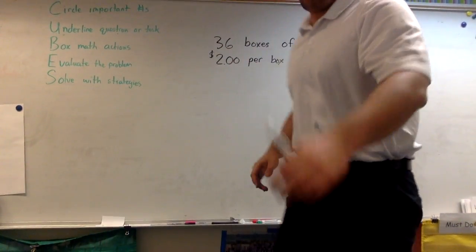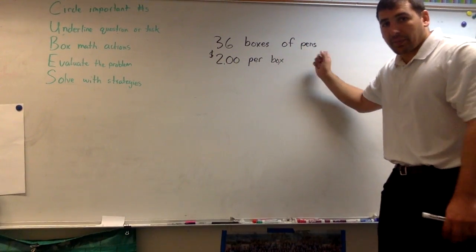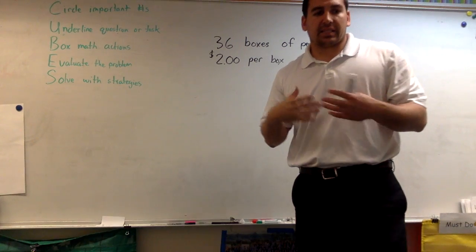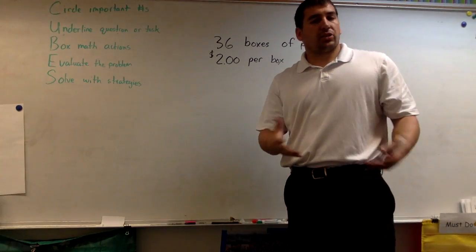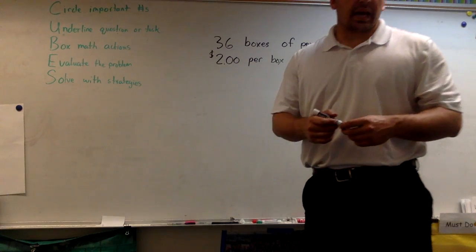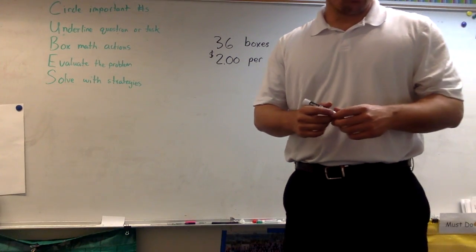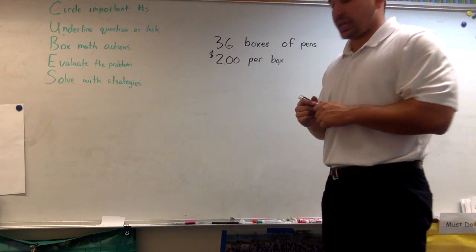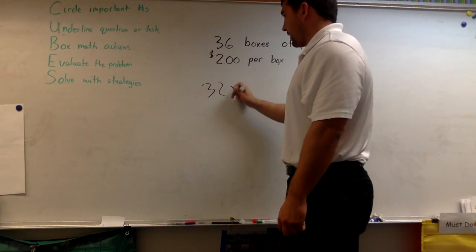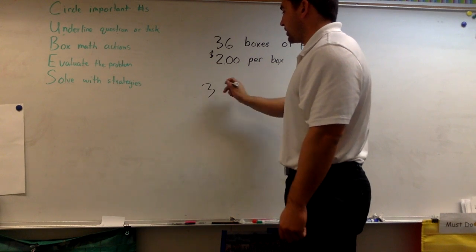So 36 boxes of pens were ordered, $2 per box. Now you might be saying, well, yeah, that's easy. It's 72. Yes, you're right. 36 times 2 is 72. That's great. But what this one is asking you for is to show your work using one of the properties of multiplication. So they want you to break it up.